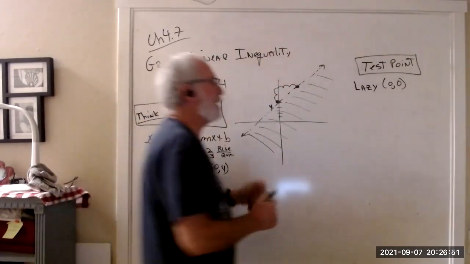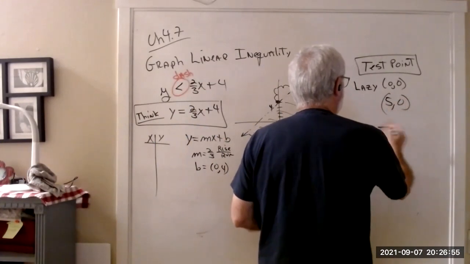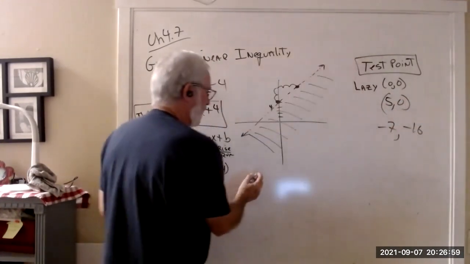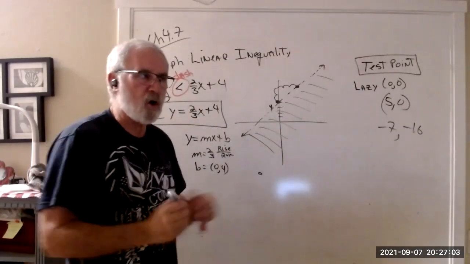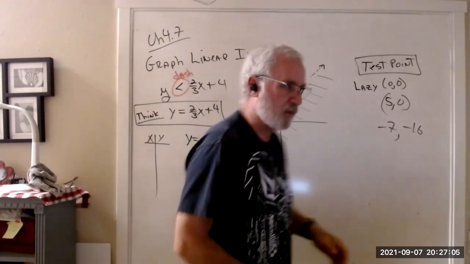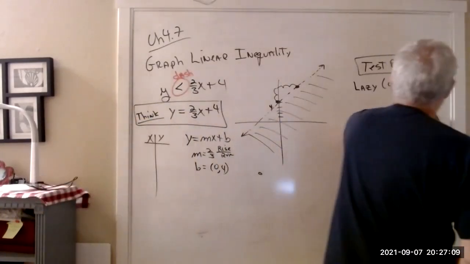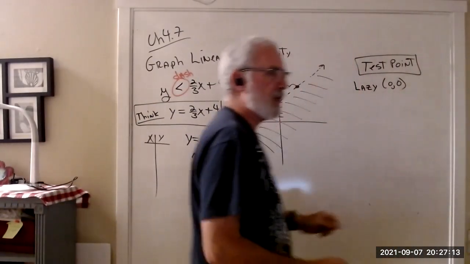Now, you could have picked anything. You could have picked 5, 0. You could have picked -7, -16. That would be way like down here. You could have picked any of those. And they'll all give us eventually the correct answer. But remember, we're trying to be lazy, so we want to pick the easiest point, 0, 0, if we can.